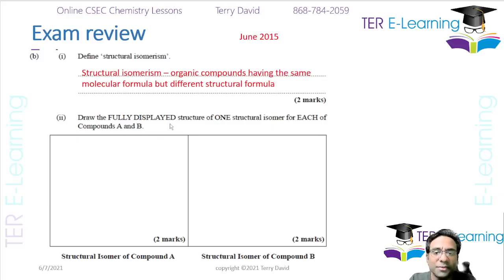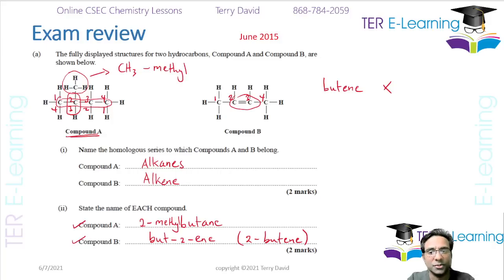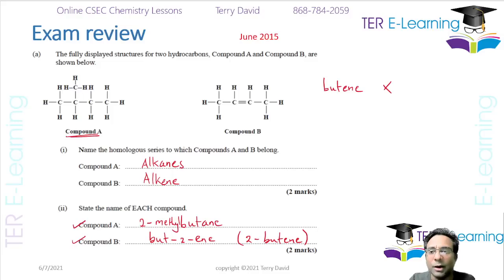Now they said draw the fully displayed structure of one structural isomer of each of the compounds. So look at something here. So let me just erase this here. Let's erase this so you can see the compound again. So this is compound A. This is my compound A, right? And this is my compound B. And what they want us to do, they want us to draw isomers of each of these compounds. Now let's do compound B first, right? Let's do compound B first.